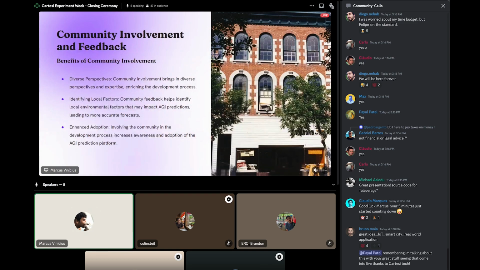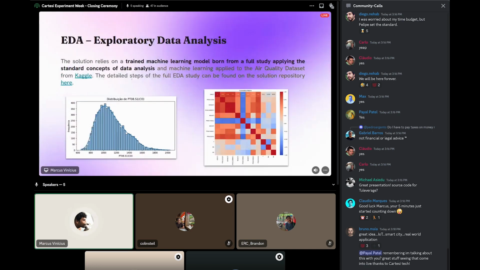And of course, the community is also another strength brought by decentralization, offering diverse insights, helping to identify local factors impacting the AQI and many more. So the solution stands on a standard yet rigorous data analysis, usually made by data analysts and data engineers. You can delve into the detailed EDA steps in the solution repository, which I will be sharing in the presentation and afterwards. There you can find techniques like data cleaning, visual distributions and correlations for each dataset variable, and many more.